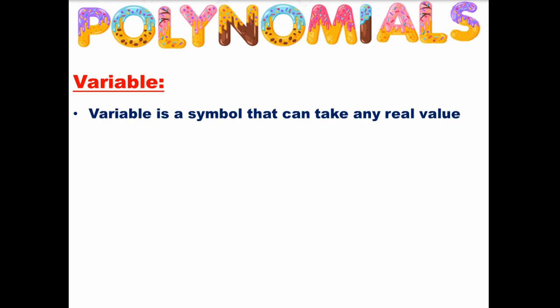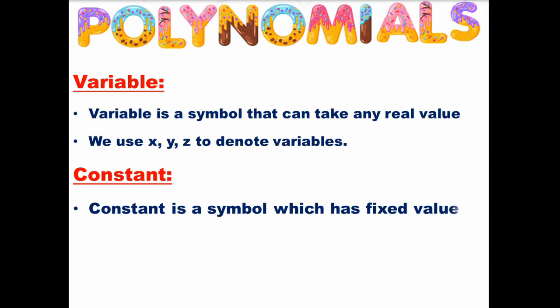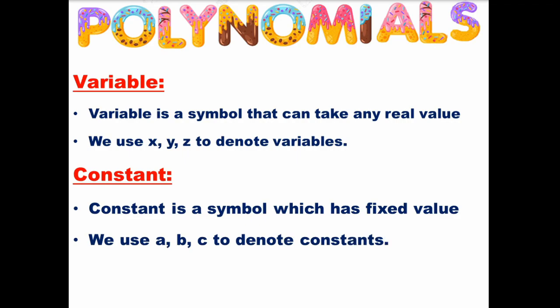Okay, and it also can change while you execute the problem. And the symbols we use to denote variables are x, y, z, like that. We use some symbols to denote a variable in the problems, right? So variable is a symbol that can take any real values. Similarly, constant. Constant, unlike variable, doesn't vary throughout the problem. It just has a fixed value. So constant is a symbol which has a fixed value, and we use some symbols to denote constants like A, B, C. So a few alphabets we use to denote variables and a few alphabets to denote constants, right?